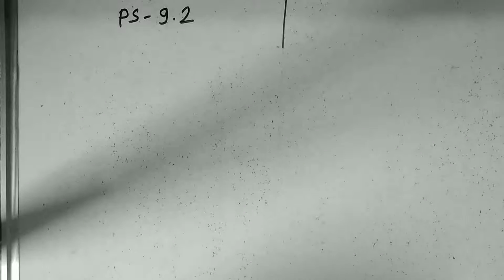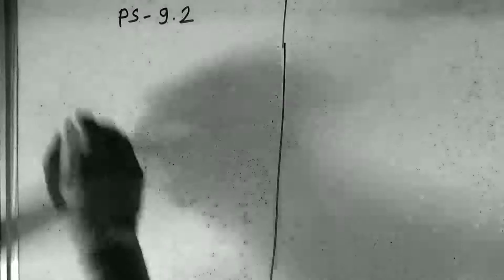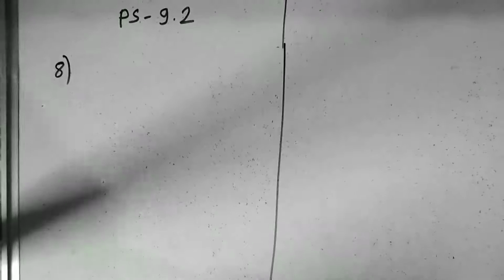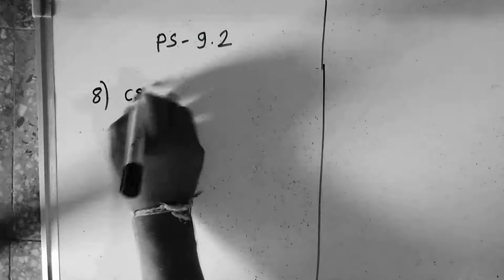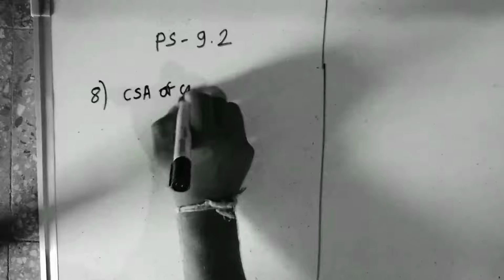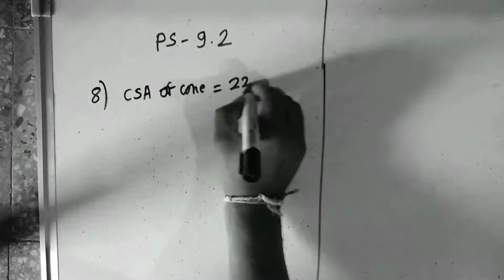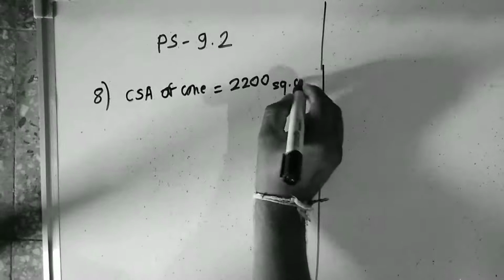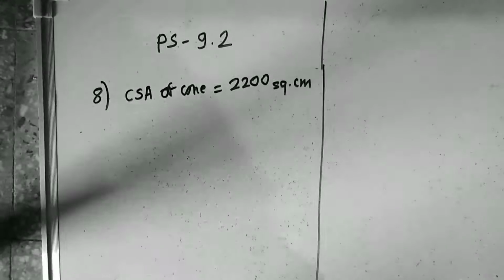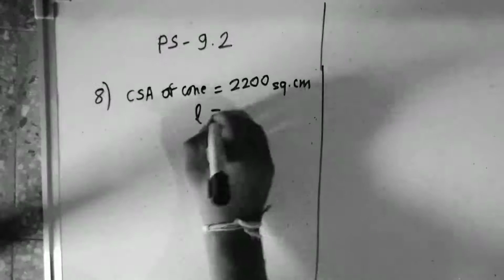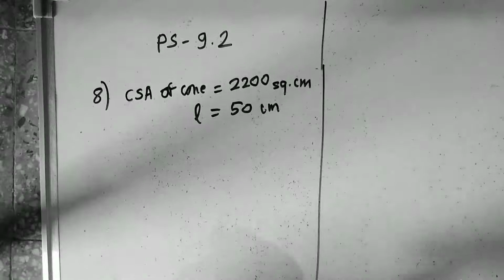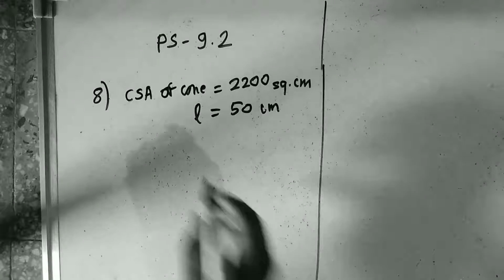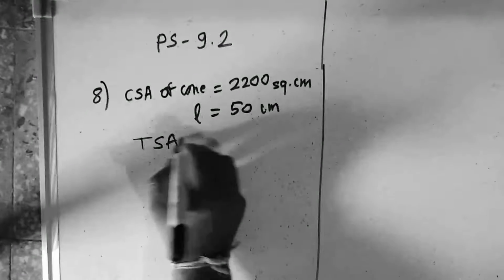That is, the curved surface area of a cone is 2200 square centimeter. Its slant height, that is l, equals 50 centimeter. And the total surface area of the cone we have to find. We have to find the total surface area.